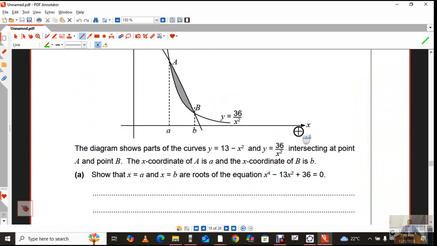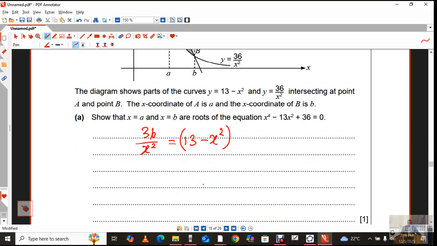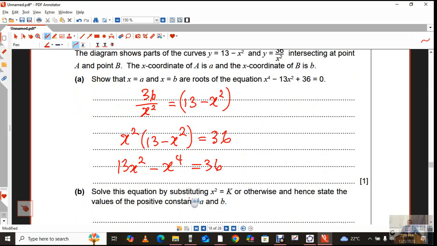So I'm going to say 36 over x squared. Let that equal 13 minus x squared. Put 13 minus x squared in brackets. Then multiply throughout by x squared. This is going to be x squared times 13 minus x squared is equal to 36. Then it's 13x squared minus x to the fourth equals 36. Let's move everything to the right.